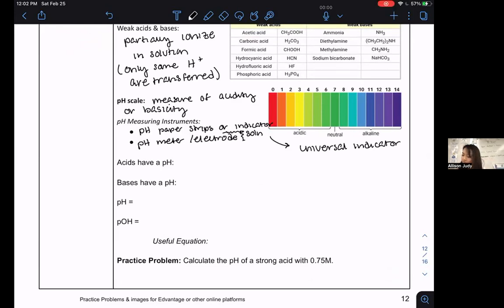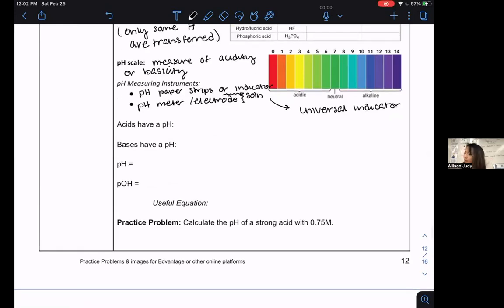But these are really useful nonetheless, and we'll use some of these in our titration labs coming up. So generally speaking, what you should notice is that acids have a pH between 0 and less than 7, and bases have a pH greater than 7 and equal to or less than 14. It's in that range.